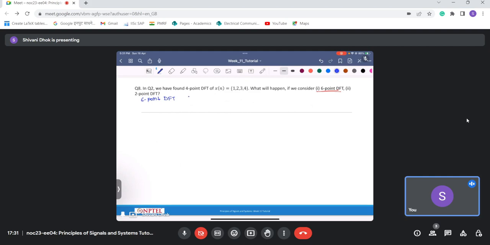So this 6-point DFT, so this W6, I can write as e power minus j 2 pi by 6, which is equal to e power minus j pi by 3. So let's say X6 of k is equal to summation n running from 0 to N minus 1 of x[n] into e power minus j pi by 3 kn. If we simplify this, since we have solved the same thing a lot of times, I'll not repeat finding the DFT here.